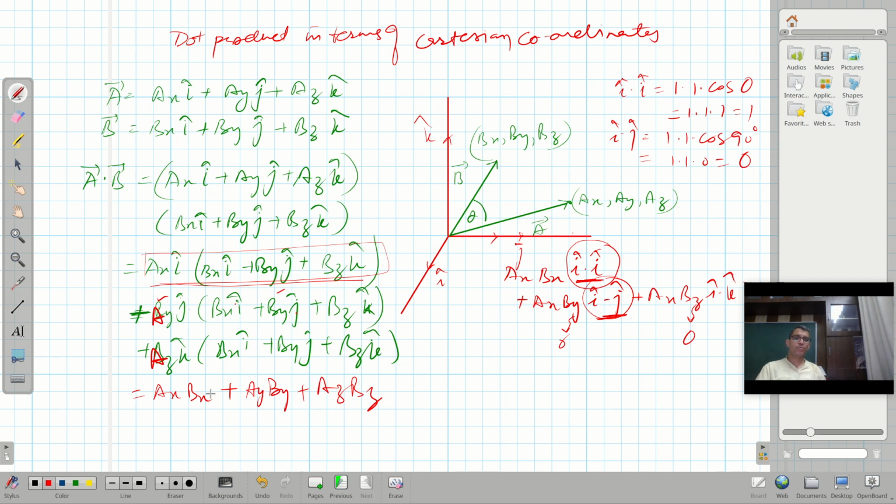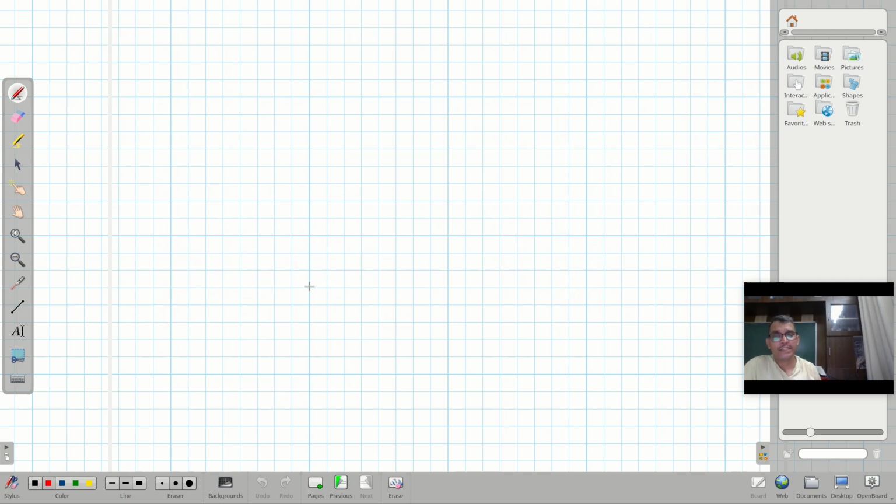So next comes what we call the cross product, or the vector product. Dot product is also known as the scalar product. Then another very important quantity is the vector product, or cross product. So what is it? Suppose we are having two vectors.